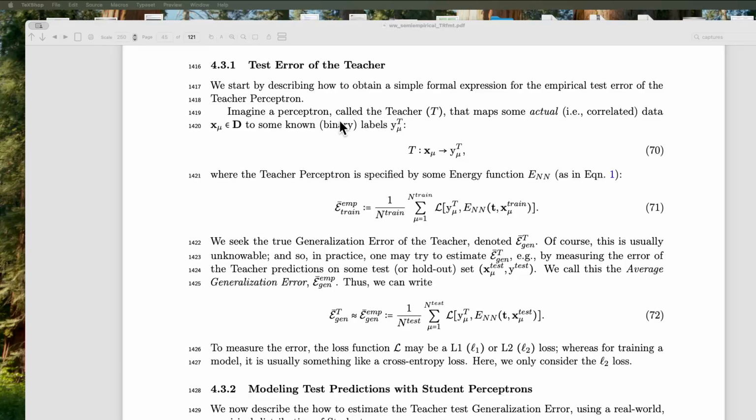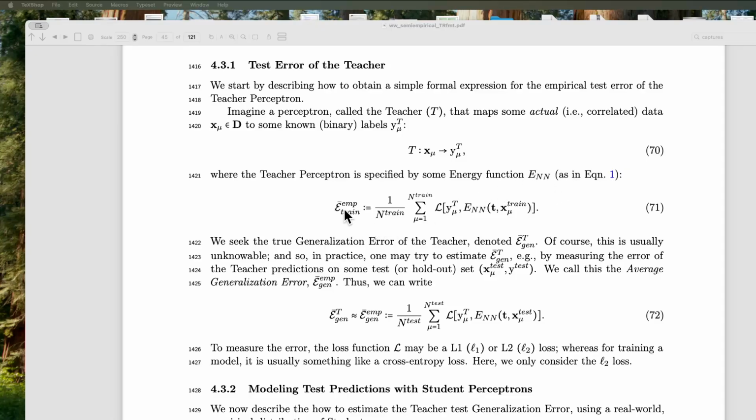So we have a perceptron called the teacher that maps to some actual, i.e. correlated data, which we call X mu in some domain D, for some known binary labels Y mu of the teacher. So we say that T maps each individual instance of the data set to some specific label, where the teacher perceptron is specified by some energy function. The energy function is essentially the output function of the neural network.